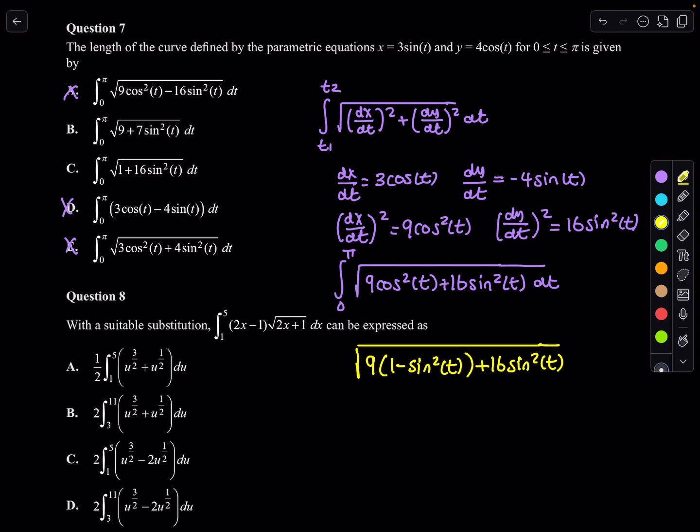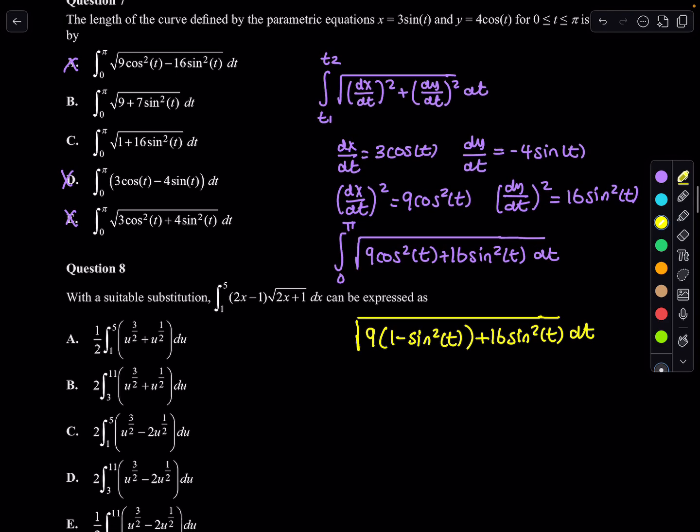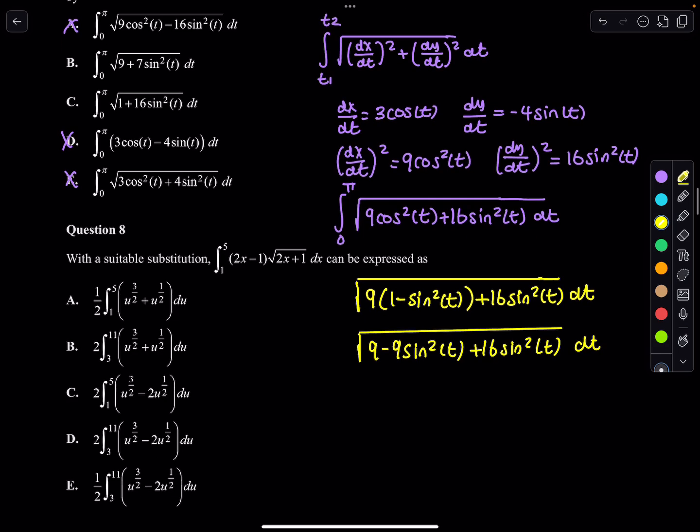So we can get it in terms of sine, of course. That's the goal. And so a little bit, you would expand it out. Minus 9 sine squared t plus 16 sine squared t dt. Why am I writing dt? I'm just simplifying it here. So that gives me 9 plus 7 sine squared dt. Basically that, which looks like B would be your answer there. So that would actually simplify to that.